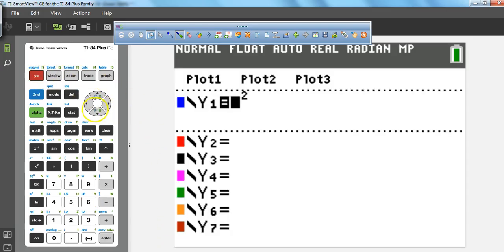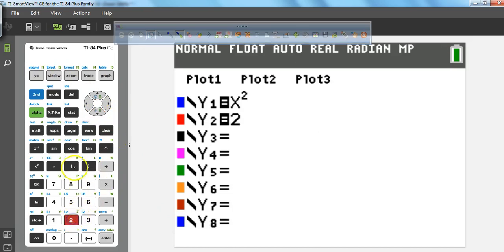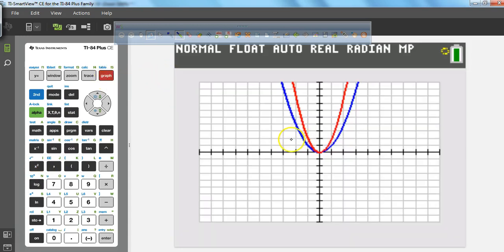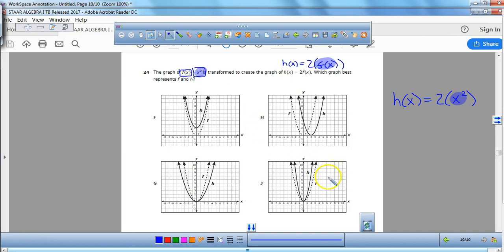Let's take a look at it. Let's go to y equals, go down here, type in 2 times x squared, and hit graph. Look what happens. It becomes more narrow. So when that a value gets bigger, it becomes more narrow. So which answer is that? All right, so let's highlight some things here. It says f of x is x squared. H of x is 2x squared.